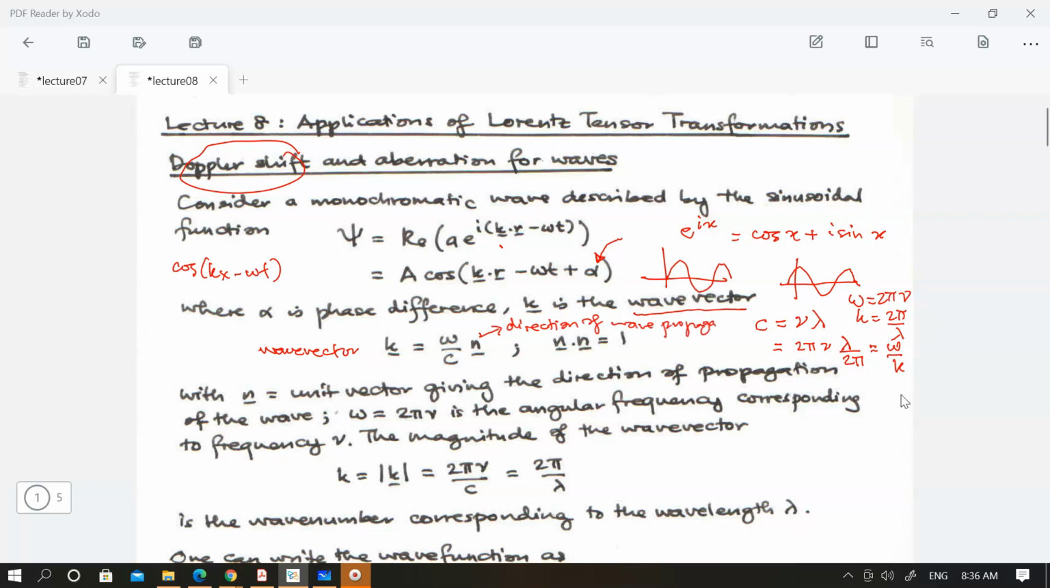Okay, so we also have this condition that this n is just a unit vector, just showing this particular direction. Okay, so then we have actually generalized this to the vectorial quantity k, and the relation between the wave number and the wave vector is just the magnitude. Okay, so you get back to the things that we have seen before.